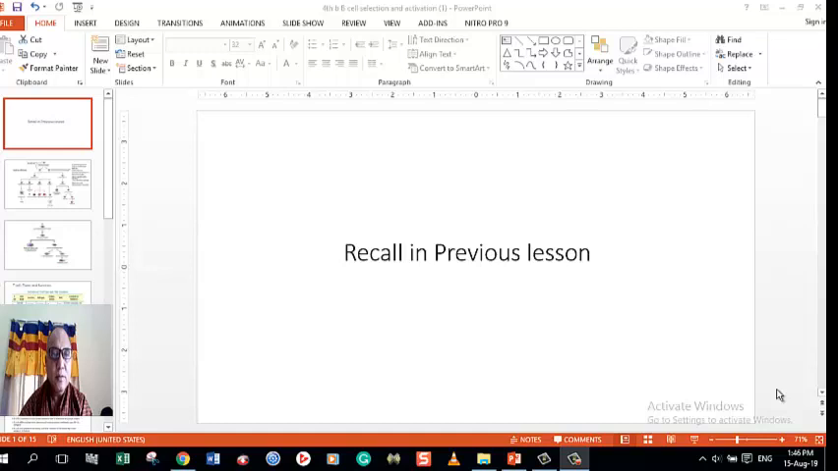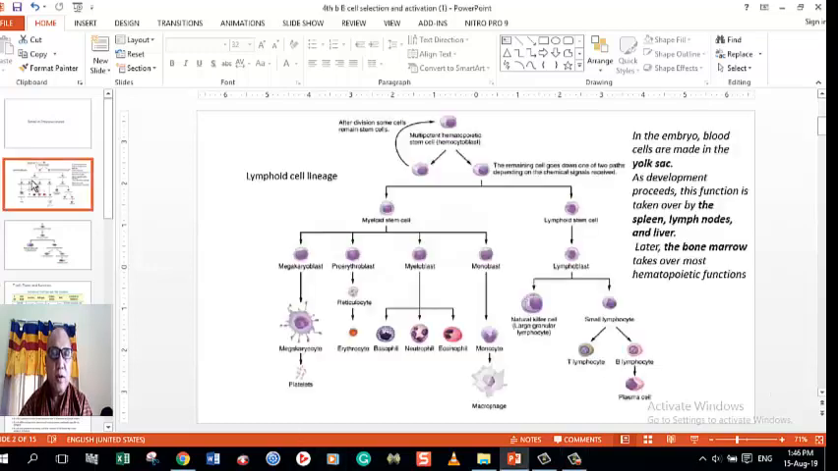As we have already learned about the T cells in the last video, we have seen that T cells bring a specific defense mechanism. Similarly, today we are going to look at how the B cells get selected and activated to bring about the specific defense in our body. But prior to that, I would like you to again recall some of the things that we have already covered.